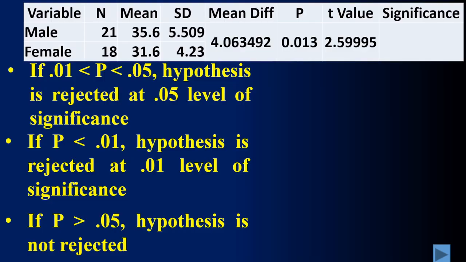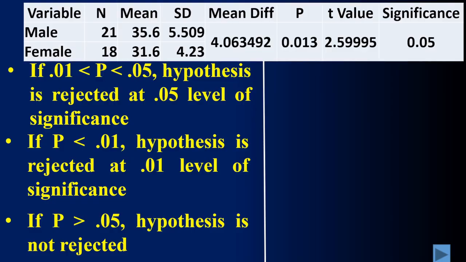In our case, the probability value is between 0.01 and 0.05. So, it is greater than 0.01 and smaller than 0.05. So, hypothesis will be rejected at 0.05 level, and it is shown in the column of significance, significance level 0.05 level.